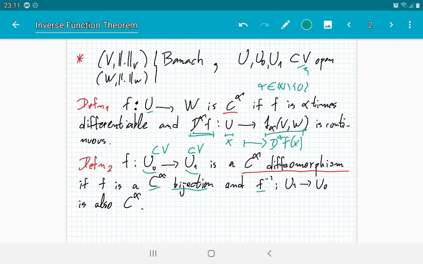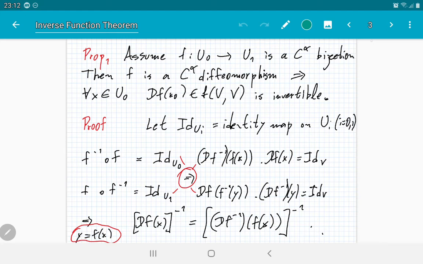And diffeomorphisms are important, for instance, when we talk about manifolds. I mean, they're important in many contexts. Basically, they mean that the differentiable structure, anything you can say about differentiability up to order alpha over U0, is preserved by the map f. But okay, so accept this definition for the time being.